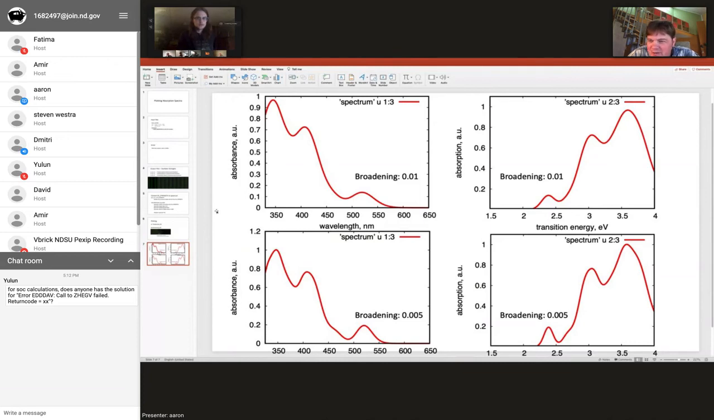Questions are welcome, and I see there is a typed question from Yulun: for spin orbit calculations, does anyone have a solution for the error "EDDAV: call to ZHEGV failed"? ZHEGV is an eigenvalue routine, so it happens when the matrix has zero determinant or is not suitable for diagonalization. I do not have a solution, but maybe it is what Aaron was mentioning, that if there is no pre-made charge density and wave card, it may come into numerical instability.